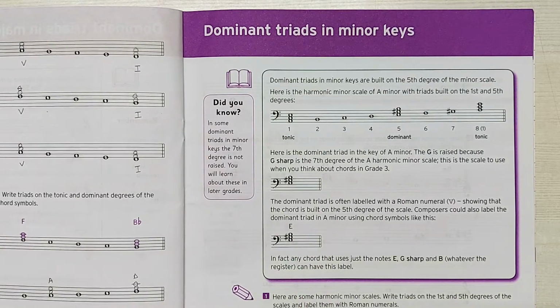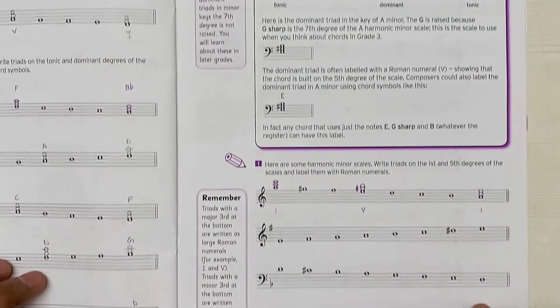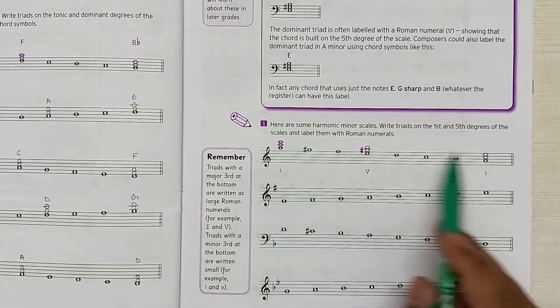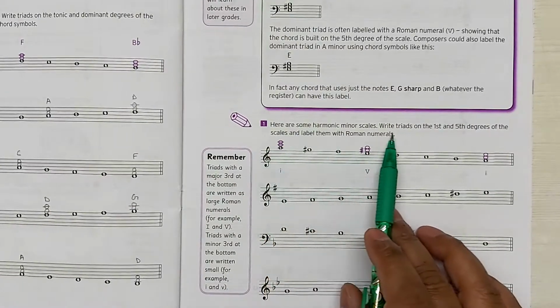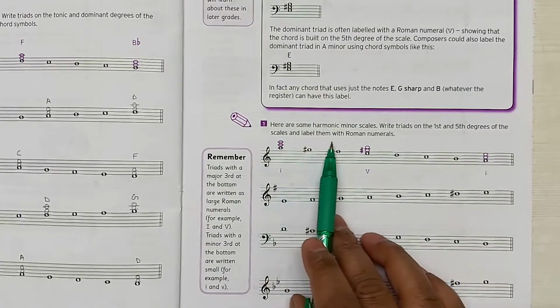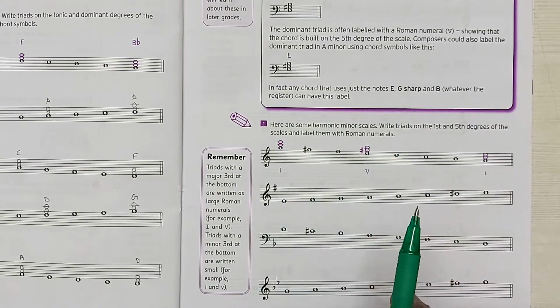Let's start our exercises. You can see the first one, you can read the example over here. Here are some harmonic minor scales. Write triads on the first and fifth degree of the scales and label them with Roman numerals. So this time we have to mention it with the Roman numeral.